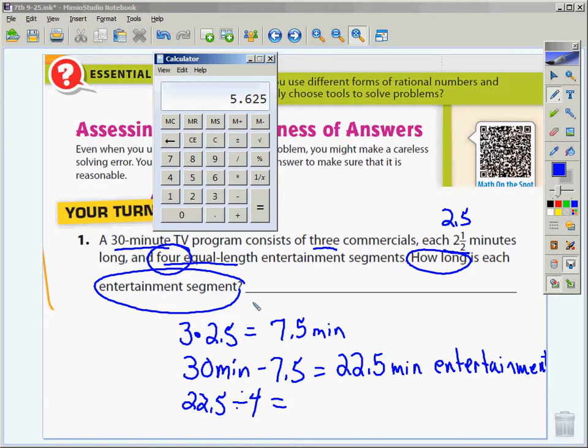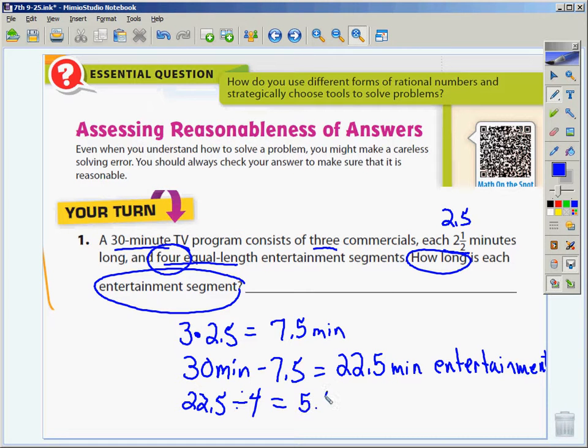And you can see that each entertainment section was 5.625 minutes. If I wanted to check to see if that seemed reasonable, this is pretty close to 6. 6 times 4 is 24. It's certainly less than the 30 that I started out with, so my answer seems reasonable if I've taken out 7.5 minutes for commercials.